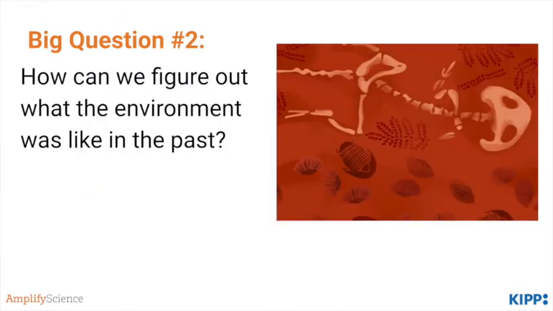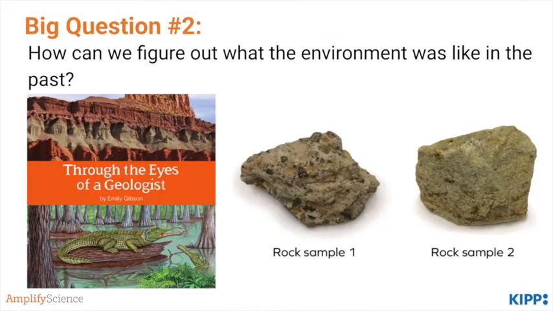All right, on to big question number 2. How can we figure out what the environment was like in the past? Students read the book through the eyes of a geologist to learn how scientists make inferences based upon rock layers about what an environment might have been like. Swampy, hot, tropical, cold, icy, sandy, underwater, oceanic, floodplains. Those are some of the possible environments the scientists encounter when they look at rock layers in sedimentary rock.